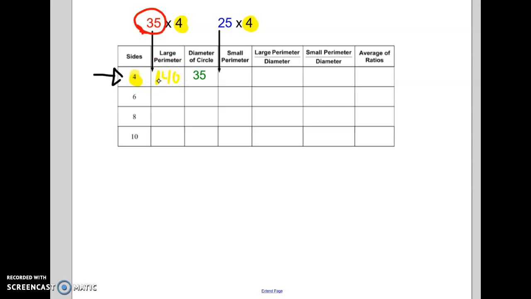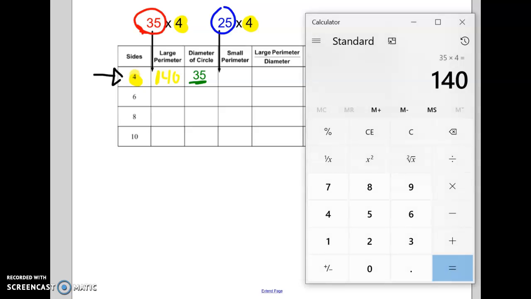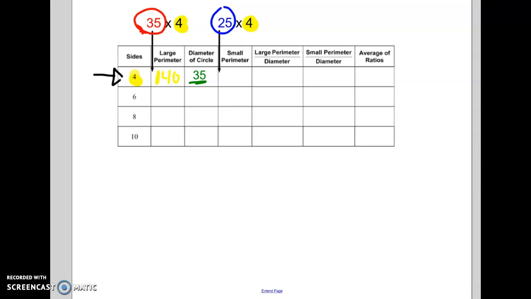Now I gave you the diameter of the circle, so you're just going to copy that there. And we're also going to calculate the perimeter of the small square, which remember I told you the length of one side was 25. You're going to multiply it by 4 sides, and I'll do this one in purple. Now the perimeter of the small one is going to be 25 times 4. You should know this, but I just want to model it for you. 25 times 4. Your perimeter of that small one is going to be 100.